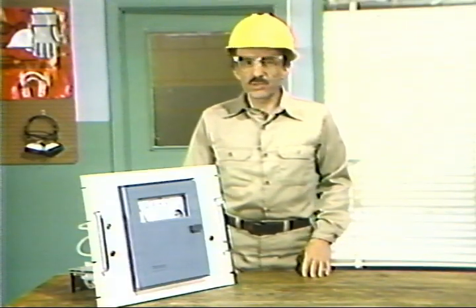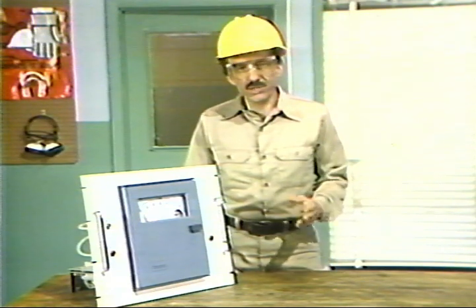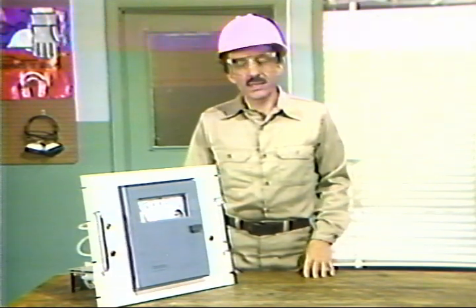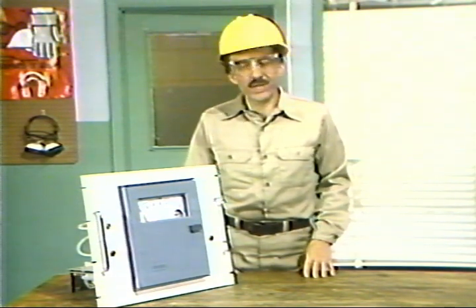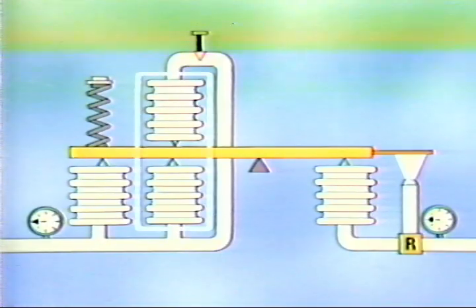In this part of the program, we'll see how a controller's internal mechanisms can be arranged to enable it to provide rate action. Then we'll compare that to an actual rate controller. We've modified the basic controller illustration so that the controller has the ability to provide rate action. We've added two bellows to the controller, both of which are located to the left of the pivot.